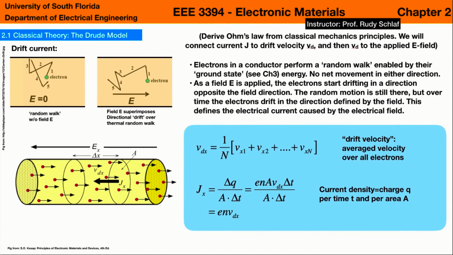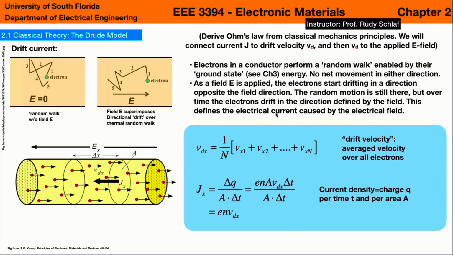The first order in subchapter 2.1 is to derive Ohm's law from classical mechanics principles. So essentially we will connect the current to the applied electrical field via the drift velocity, and this is called the Drude model. So when you think of the electron gas in a metal crystal, if we don't apply a voltage, then the electrons just perform a random walk as they bounce around between the crystal ions and the impurities and so forth. The energy for this random walk comes from the ground state energy of the electrons.